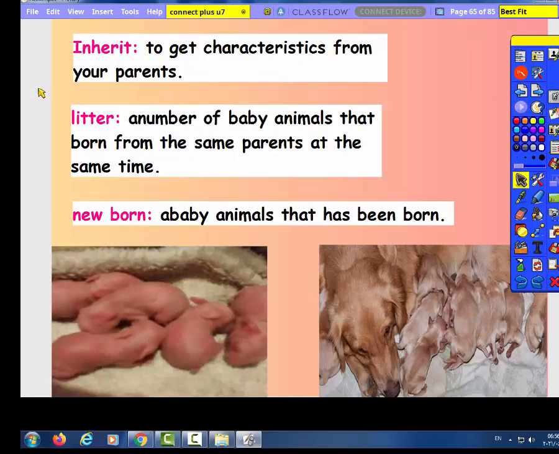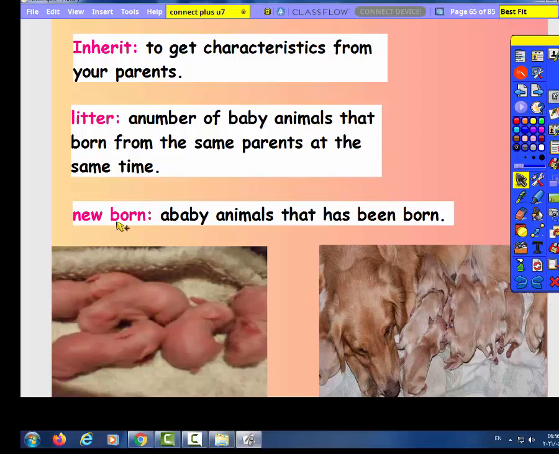Inherit. Look at this first. Those are called litter. Litter means a number of baby animals that are born from the same parents at the same time. They are newborn rabbits. What is the meaning of newborn? A baby animal that has just been born.